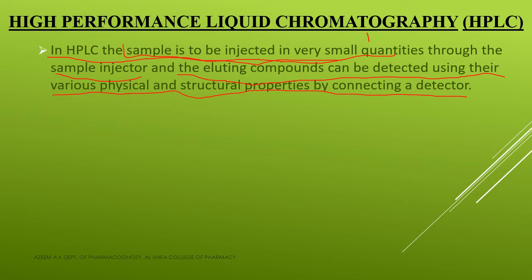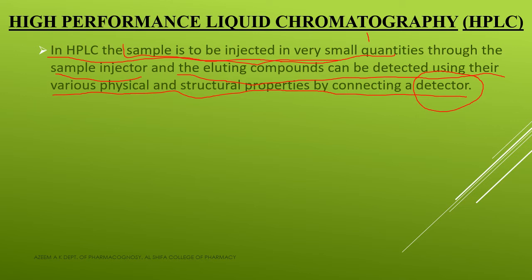Clear? So in HPLC the sample is to be injected in very small quantities through the sample injector, and the eluting compounds can be detected using their various physical as well as structural properties by connecting to a detector. So here the detector is an instrument, and this instrument is used for visualizing or detecting the eluted compounds.